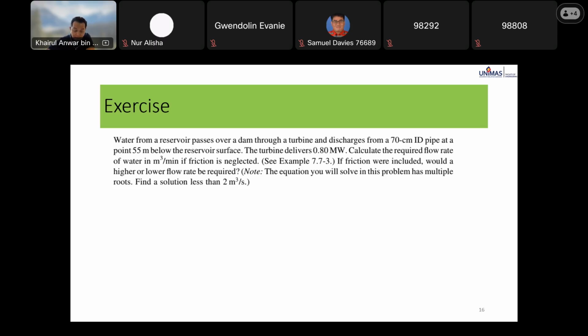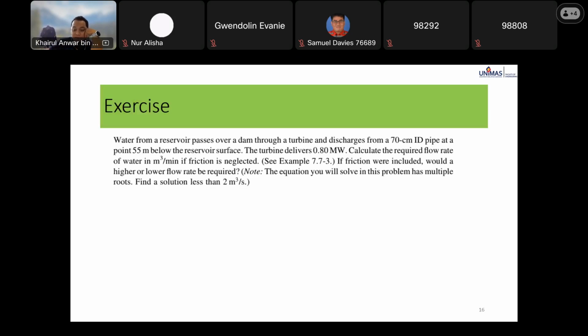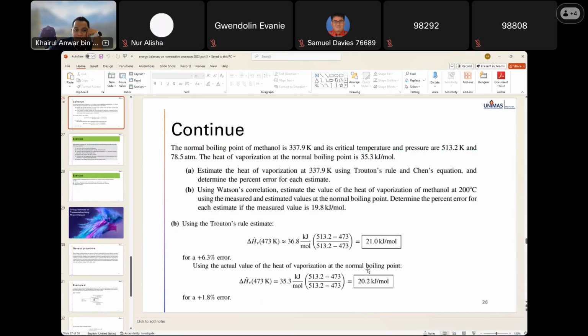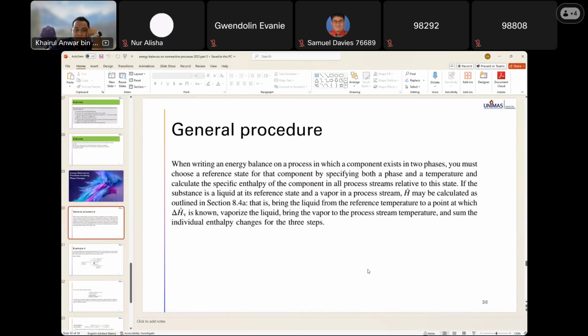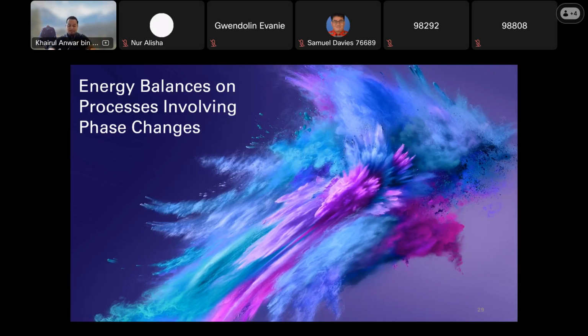So you need to calculate U to be over A. Kan cukup untuk mechanical engineer. For anyone. So, these changes. The next is the energy balance on processes involving these changes.